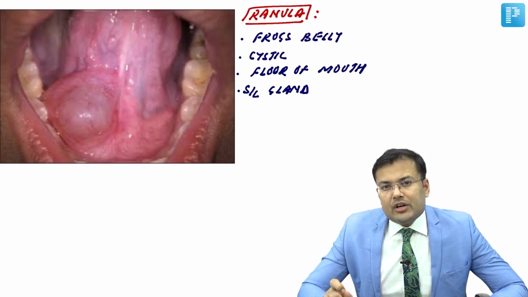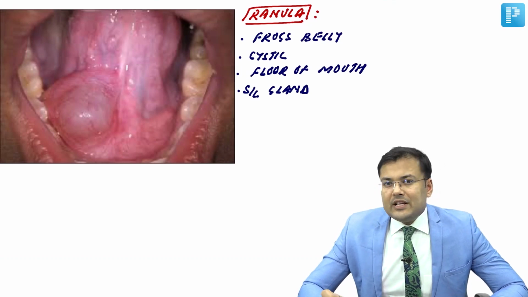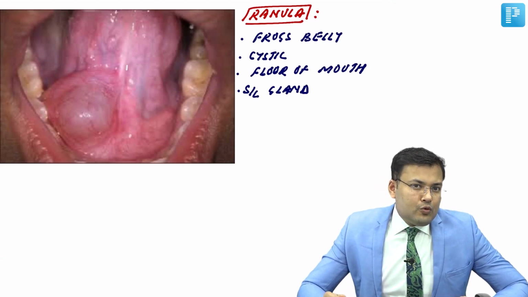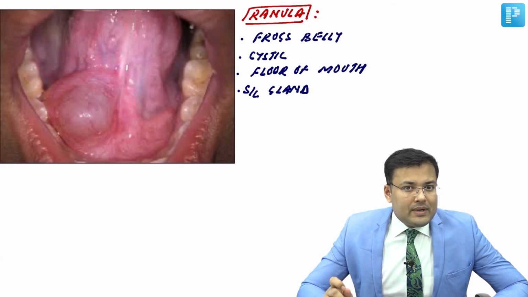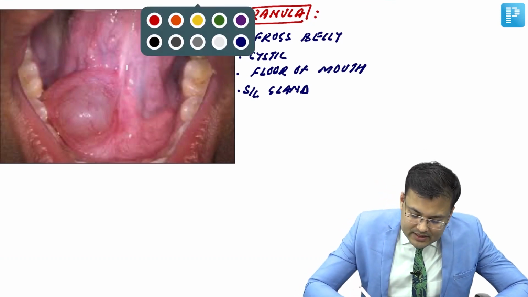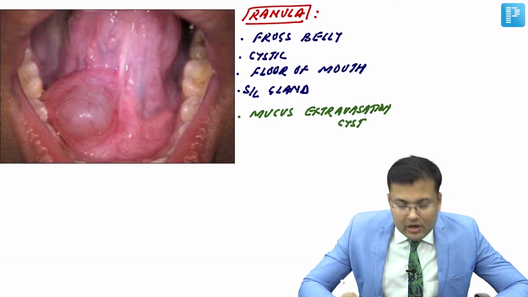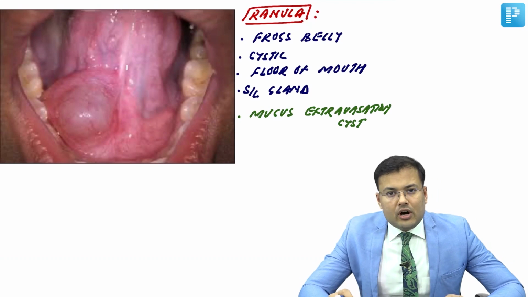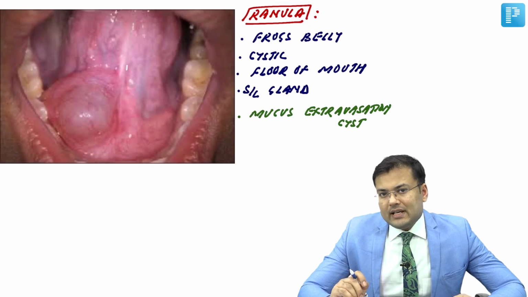Sometimes there is obstruction of the duct and there is retention of secretions. This is known as a retention cyst. So ranula can be both a mucus extravasation cyst as well as a mucus retention cyst, but most commonly it is a mucus extravasation cyst. Clear? You have to remember that. In many books it's wrongly written that it is a retention cyst. No, it can be both, but most commonly it is a mucus extravasation cyst.